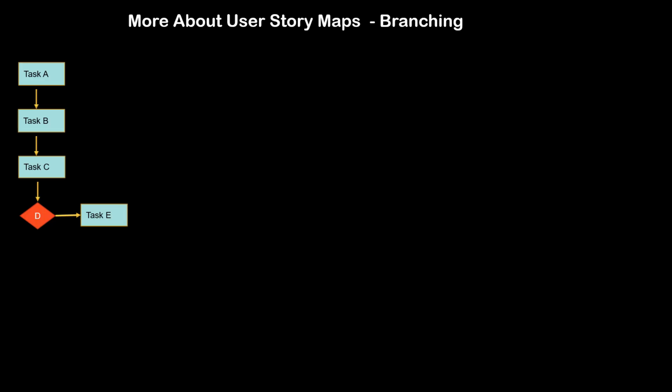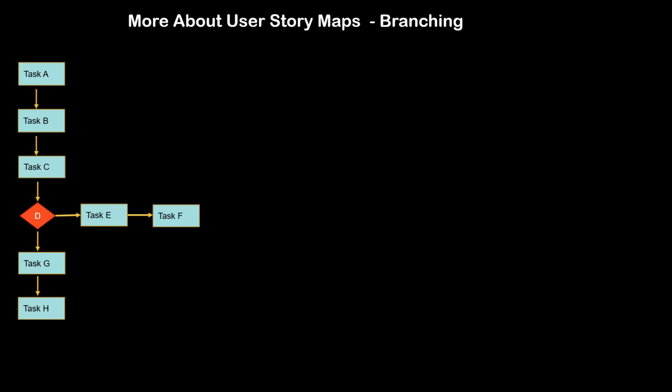Sometimes your user's workflow might include multiple paths, and which path the workflow takes depends on some condition. Let us imagine the user performs task A, task B, and C. Then he makes a decision D. Based on this decision, he will either perform E and F or G and H. Now, how would you represent this in a user story map?